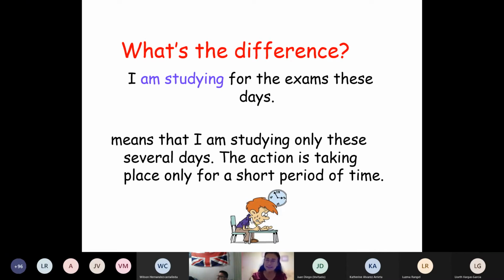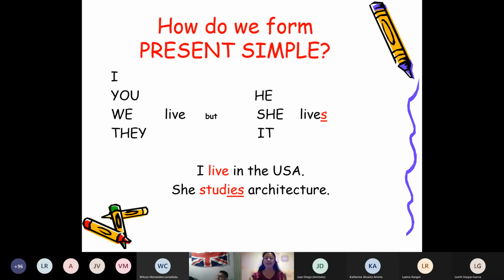So as you can say, the main difference is that you use the present simple in order to express states, actions, and activities that are permanent, while the present continuous is for actions that are happening at the moment or in a short period of time. Now we are going to see in terms of grammar how you use the present simple and how you use the present continuous.